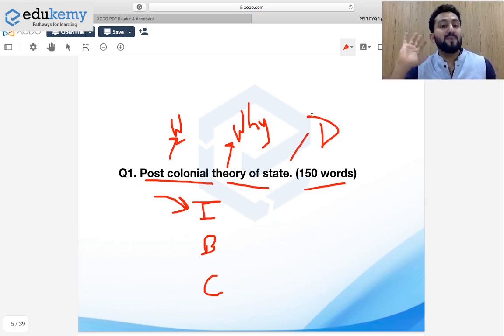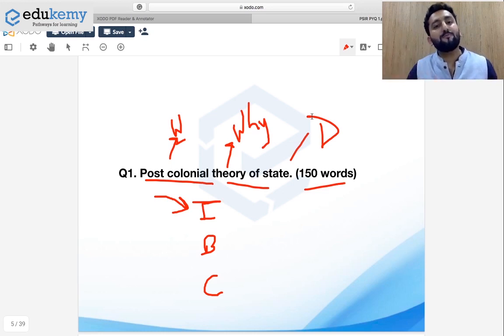So this is how, in the introduction itself, we are going to talk about the what, the why of this theory, and the different perspectives. And in the body part, what you are going to do, since it is a 10 marker, 150 words, we don't have that much liberty. So we have to choose one perspective and elaborate on that perspective in the body part.